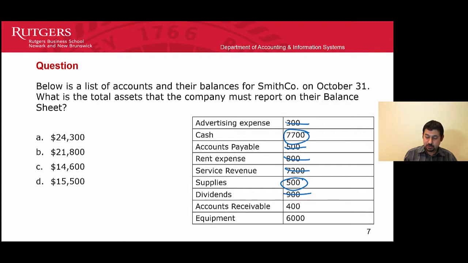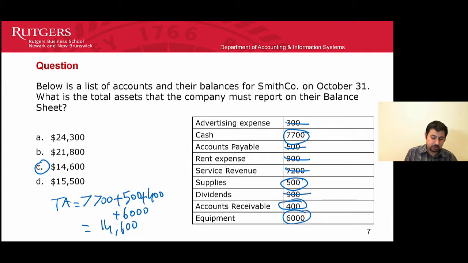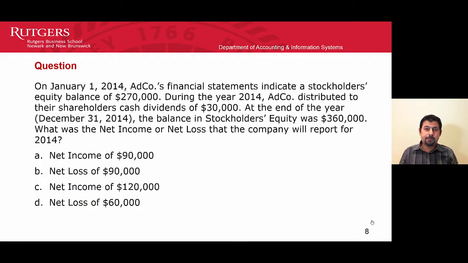Then we have accounts receivable and equipment. Those are assets. So total assets would be equal to 7,700 plus 500 plus 400 plus 6,000, and that would be equal to 14,600. That's C. Now this problem is or might be similar to the kind of problems that you might get in the exam.